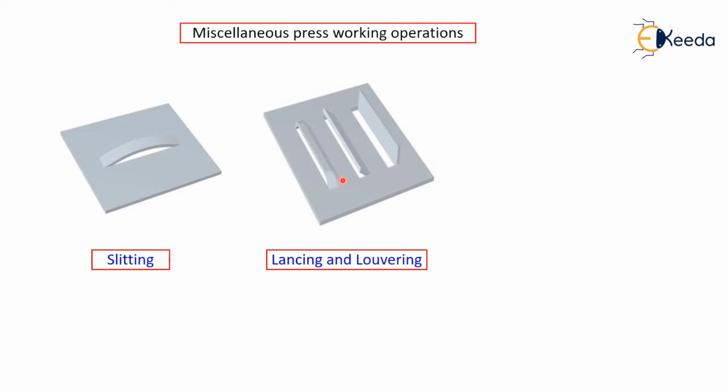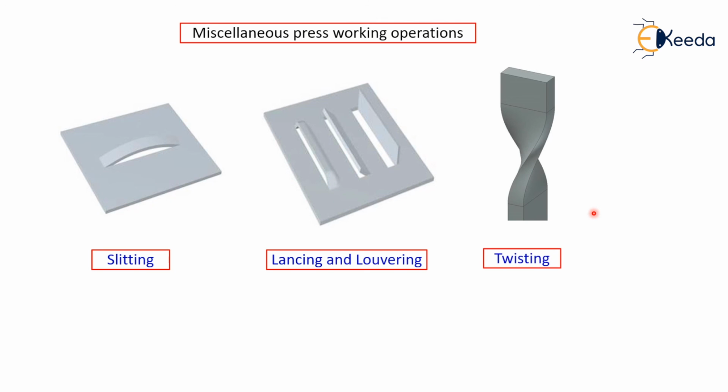Louvering is another process. You may have noticed that our air conditioner or refrigerator requires fin sections or air vents. There, this kind of forming is done. Here, one edge is having the cutting and the three edges are having bending, just opposite to the lancing process. This is known as the louvering process or louvering operation.